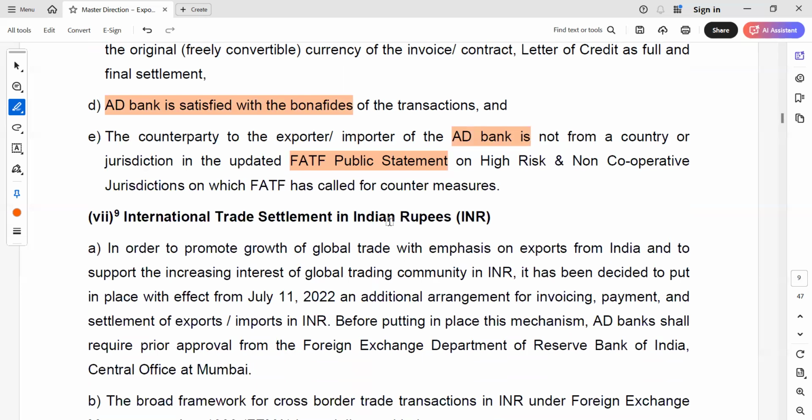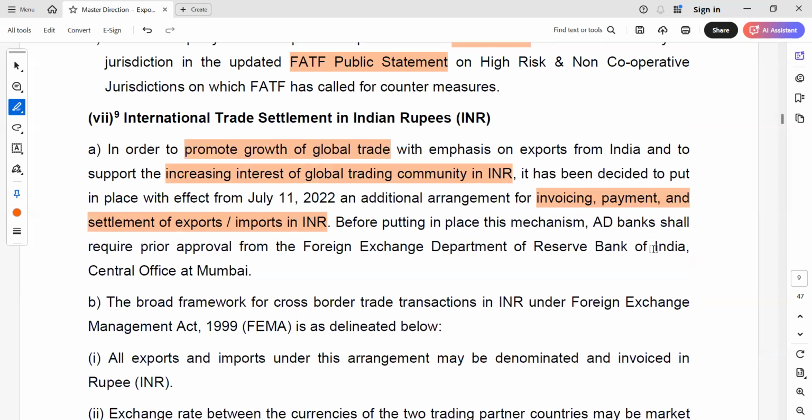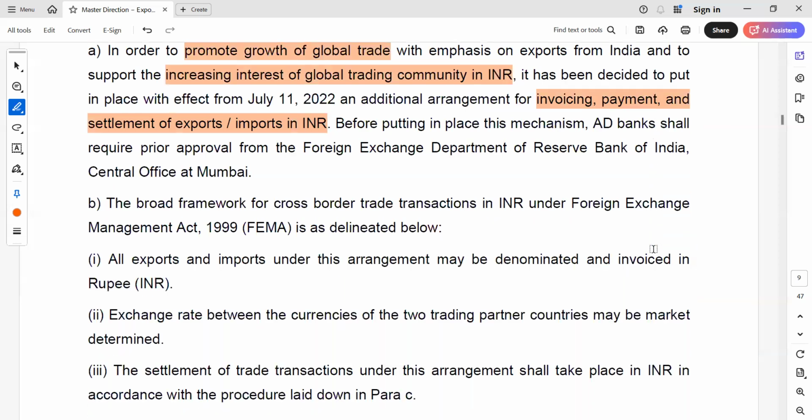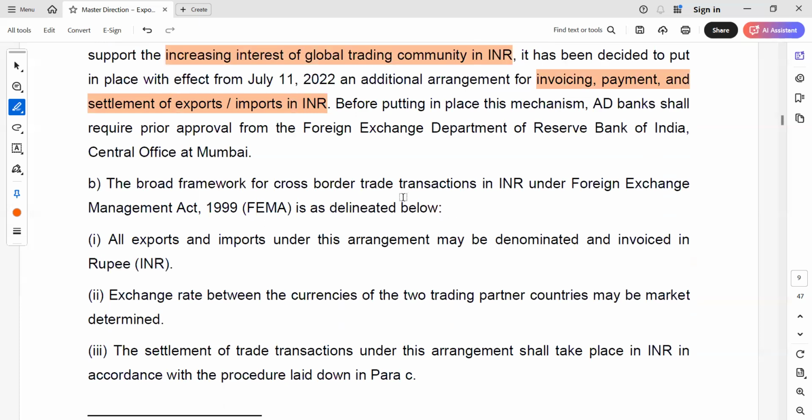International trade settlement in rupee. So settlement of trade can also be done in rupee. To promote the growth of global trade, export from India and to support increasing interest of the global trading community in INR, it has been decided to put in place with effect from 11th July 2022 that invoicing, payment and settlement can be done in INR. So these are the broad framework for cross-border trade transactions in INR. All export and import under this arrangement may be denominated and invoiced in INR.